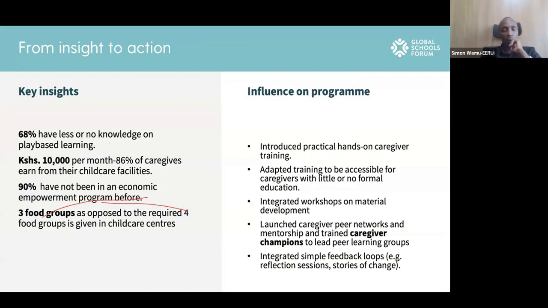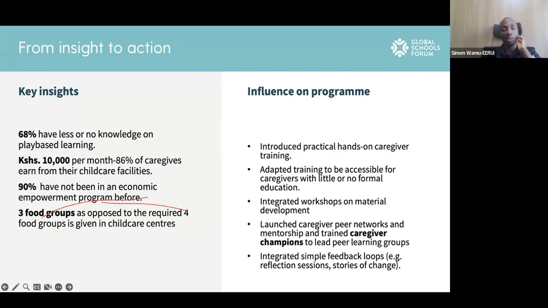So the key insights from the entire process were that we discovered that around 68% did not have any knowledge of play-based learning, which is one of the 5 components of the nurturing care framework. And we also realized that around 86% of the caregivers earned 10,000 or less from their childcare facilities, from their business. And also 90% had never attended any economic empowerment program before.